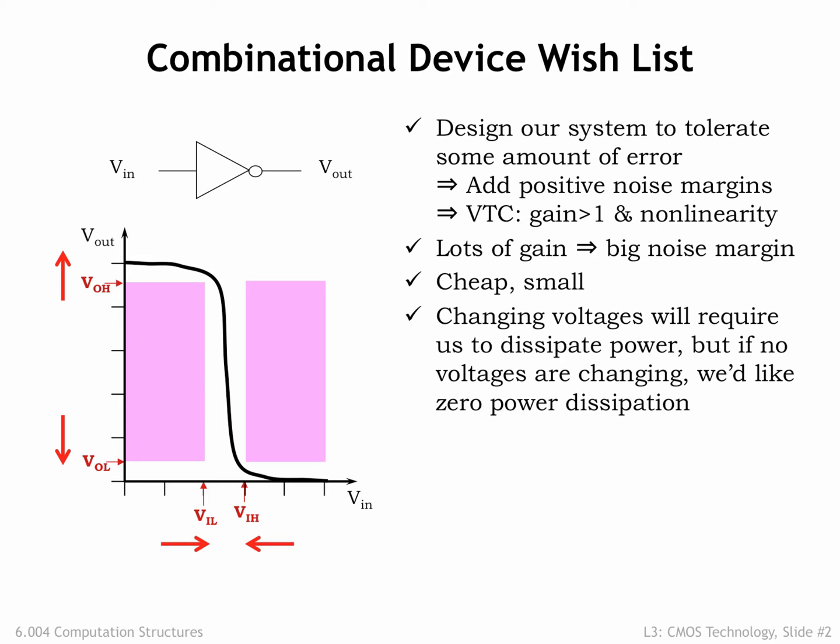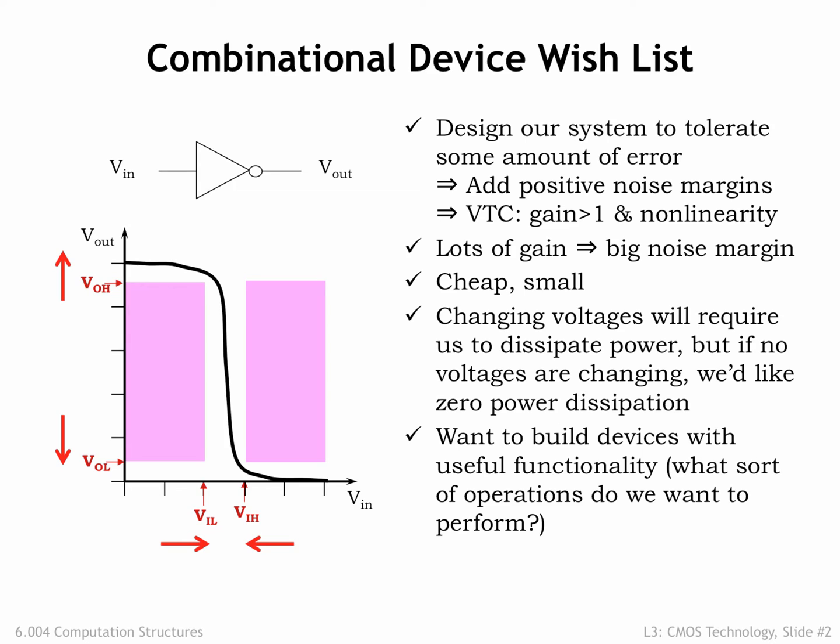But if our system is idle and no internal voltages are changing, we'd like for our system to have 0 power dissipation. Finally, we'll want to be able to implement systems with useful functionality, and so need to develop a catalog of the logic computations we want to perform. Quite remarkably, there is a circuit technology that will make our wishes come true. That technology is the subject of this lecture.